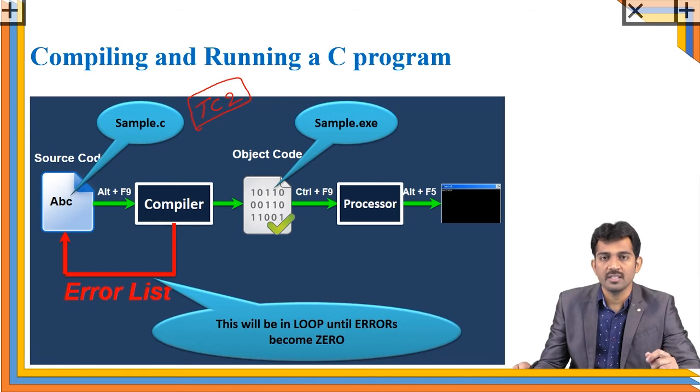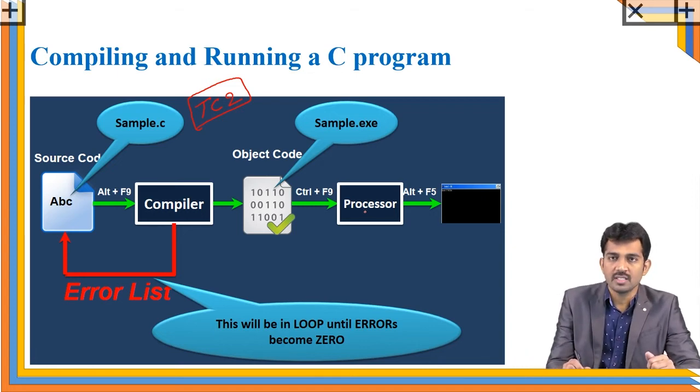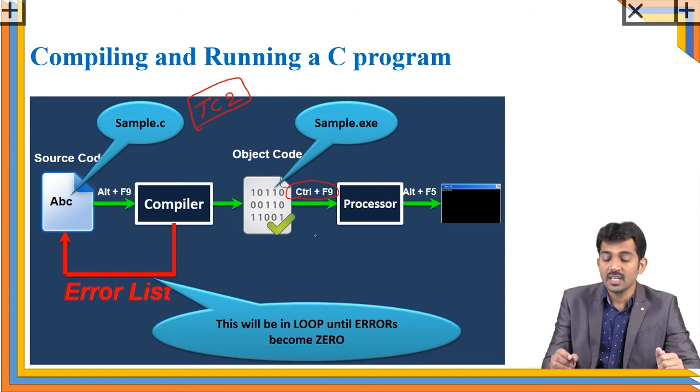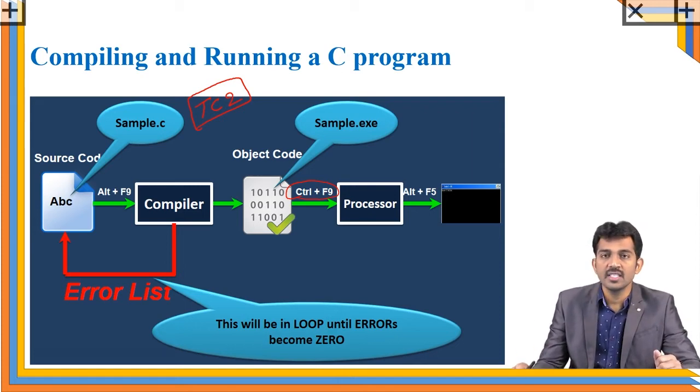The compile time errors, syntax errors, right? It will show the compile time. After that, object code. So you need to process, right? Run a program. When you want to run a program, you should use Control F9. Then your code is converted into the loaders and it executes the code. Right? This is the process of execution of your code.